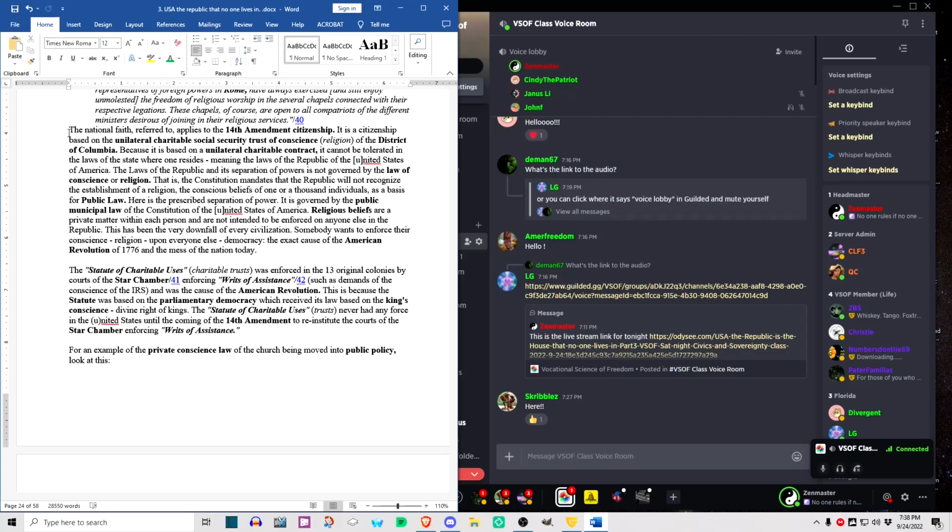The laws of the Republic and its separation of powers is not governed by the law of conscience or religion. That is, the Constitution mandates that the Republic will not recognize the establishment of a religion, the conscious beliefs of 1 or 1,000 individuals, as a basis for public law, because you can't tell someone else what they believe. That's your right.